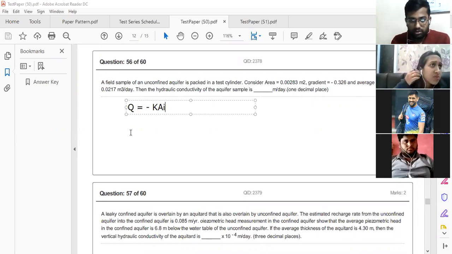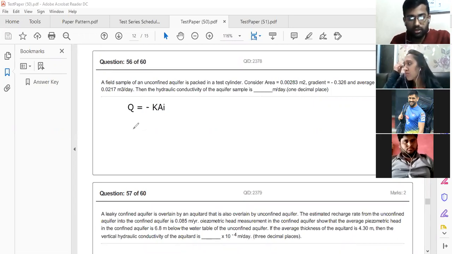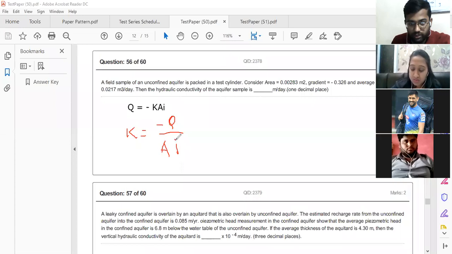Okay, this formula you need to use. So you have values, and you need to calculate K. So K is equal to, let's say, minus Q divided by A I. I is your gradient, A is your area, and Q is discharge or flow rate, you can say. Then the flow rate is given.